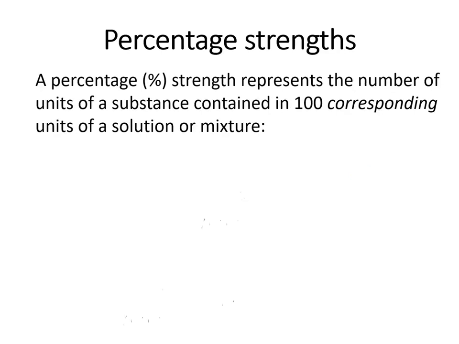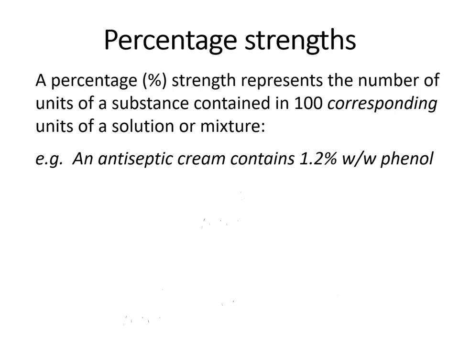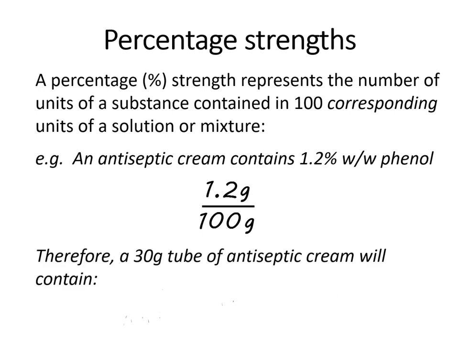So then, a percentage strength represents the number of units of a substance contained in 100 corresponding units of a solution or mixture. For example, an antiseptic cream contains 1.2% weight in weight of phenol. Applying appropriate units, we could express this as 1.2 grams in 100 grams. We can then use straightforward multiplication to calculate how much phenol is contained within a 30-gram tube of antiseptic cream. 1.2 grams over 100 grams times 30 grams to give us a final value of 0.36 grams.